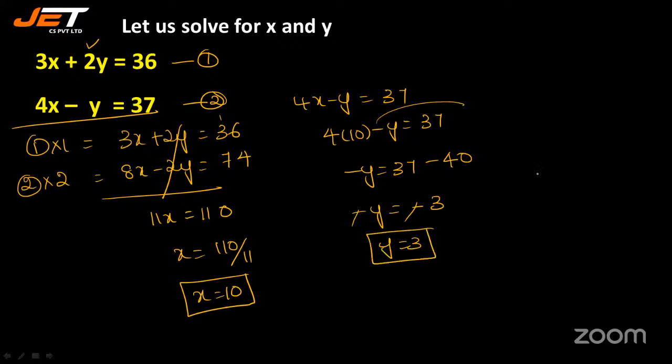Clear? All right. Now let us do the checking. So 4x minus y, so 4 into 10 minus 3. So 40 minus 3 is 37. So our answer is correct. Is it clear, students? So this is how we check whether our answers are right so that we can proceed with the next step.